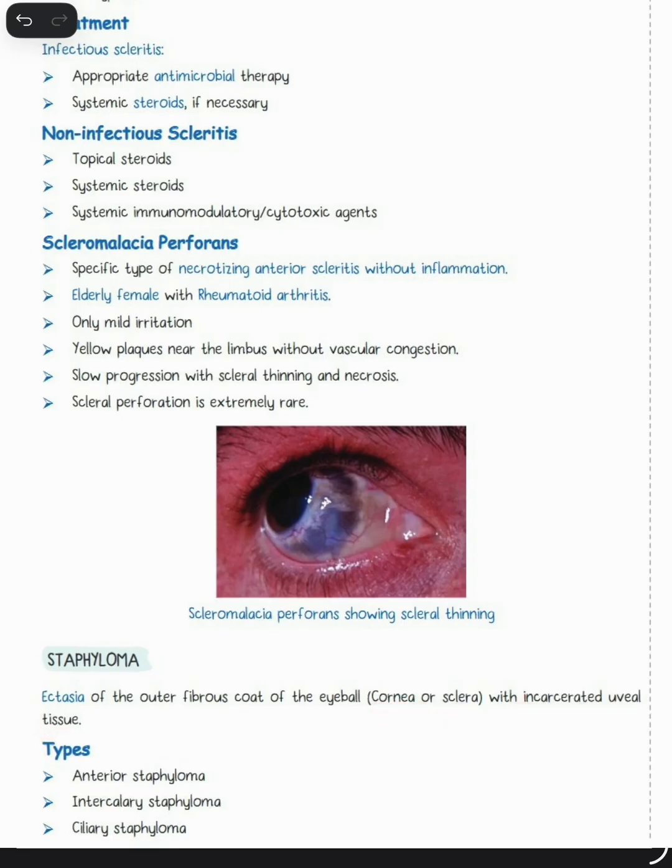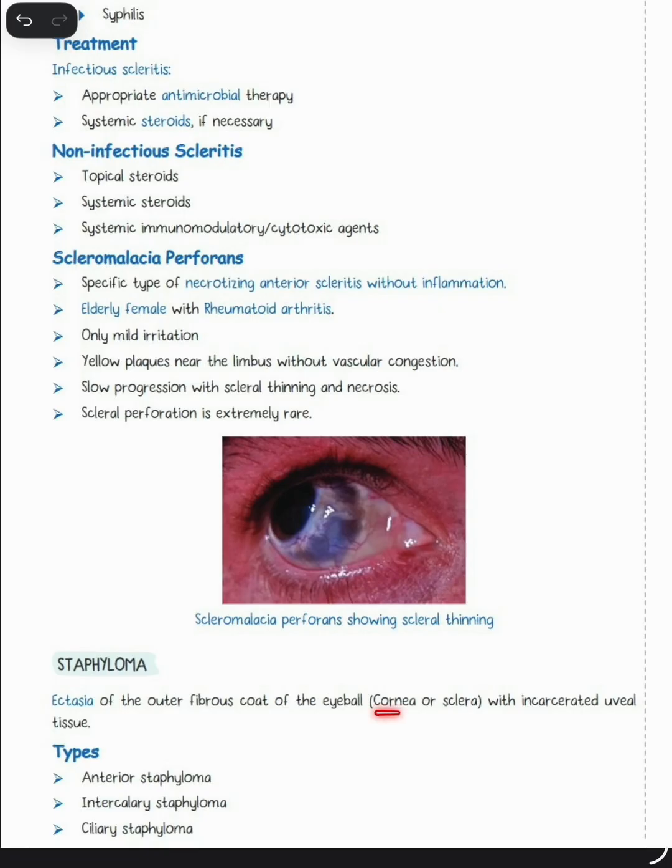There will be protrusion of the cornea or sclera, but with incarcerated uveal tissue. The uveal tissue can be the iris, the ciliary body, or the choroid. They are attached to the cornea and the sclera in the staphyloma. So it can have different types, depending on the part of the outer fibrous coat, cornea or sclera, and whether the incarcerated tissue is iris, ciliary body, or choroid.